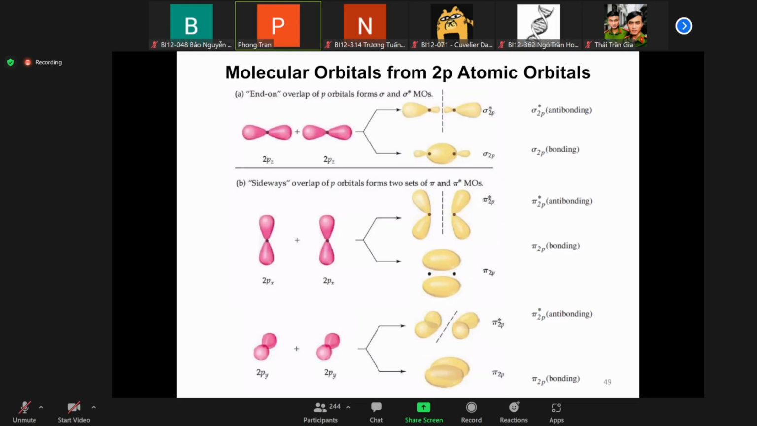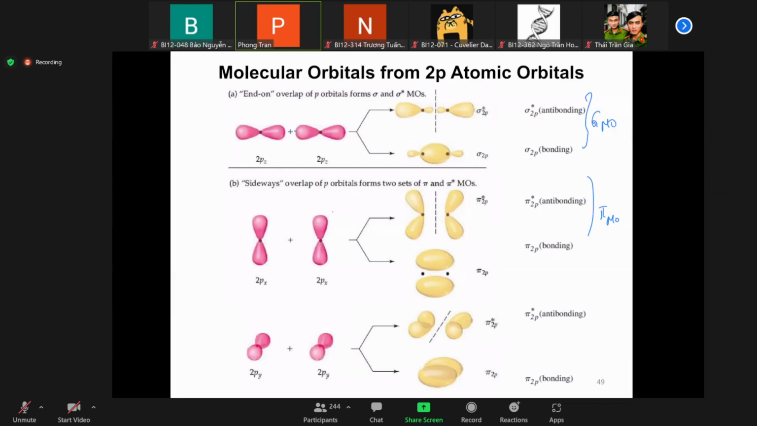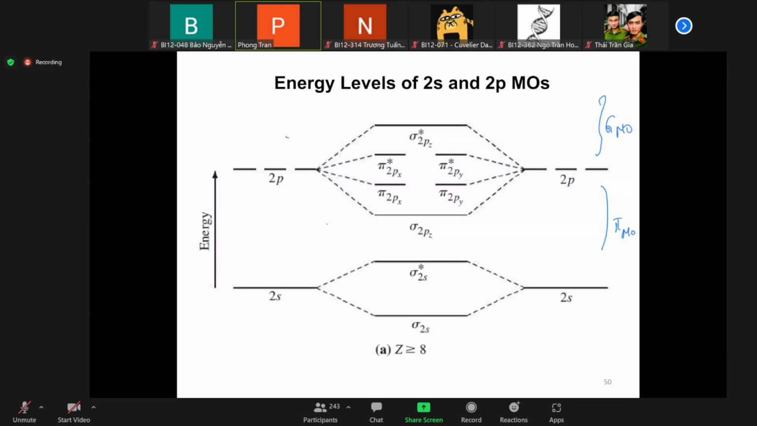So here you have a sigma MO, and here you have a pi MO, right? Because one is overlapped end-on, and the other is overlapped by the side. Here is a complete diagram of the molecule where you take both the orbital 2s and orbital 2p to make the combination.